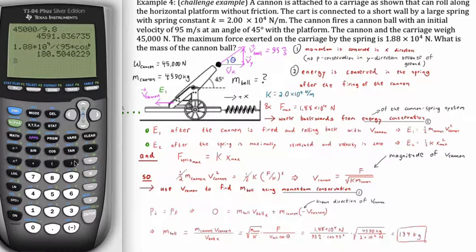Okay, now we get 180. This is not correct because we have to change the mode of the calculator. So I'm going to change it to degree mode. Okay. All right, so now that we're in degree mode, we can go back up and make that calculation again. And we get 134 kilograms.